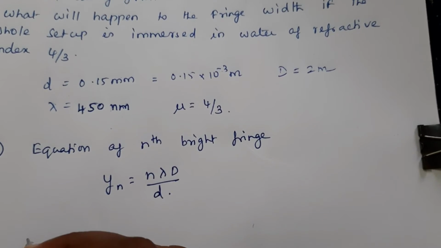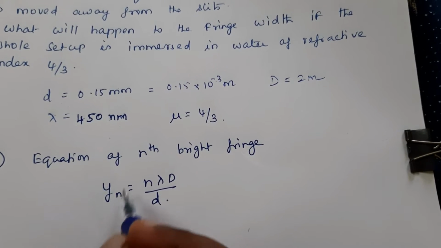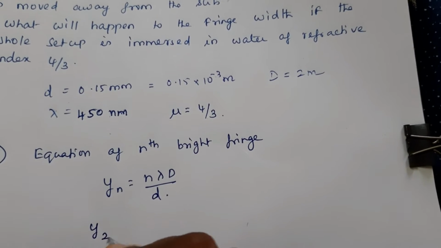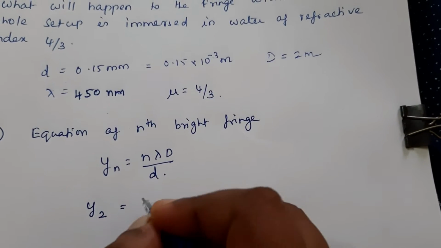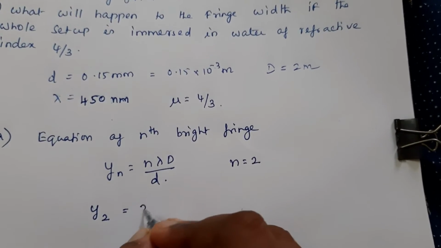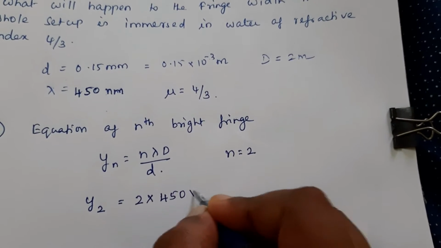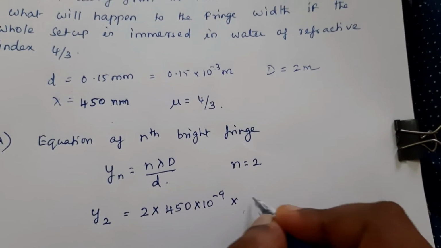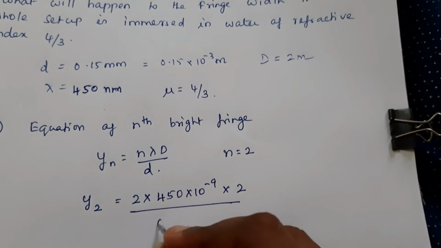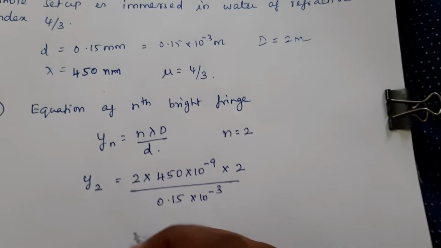So what we have to find is the distance of the second bright fringe. So yn is the distance. For the second bright fringe I can write it as y2. So y2 is equal to, what is the n value? N value is equal to 2. So 2 into lambda value, 450 nanometers, so 450 into 10 raised to minus 9, D value is 2, divided by small d value, 0.15 into 10 raised to minus 3.